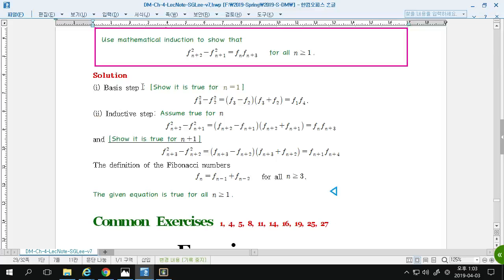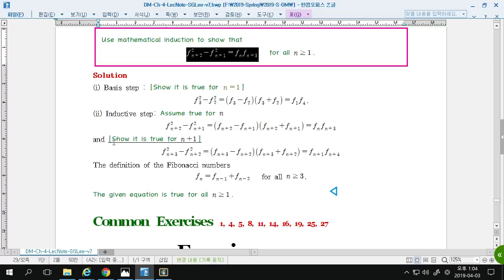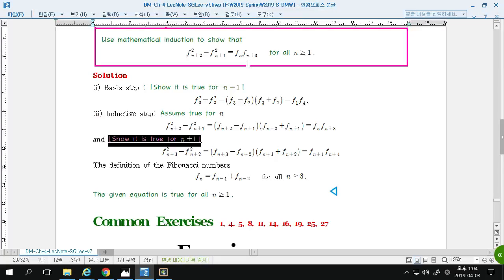So first, the basic step, we show it is true for n equal to 1 first. We just substitute n equal to 1 to have this, which is clearly true because we know F1 and F2, which is 1, F3 and F4. And so we can easily check this is true. And next, we assume this is true for n. Then we show this is true for n plus 1 as well.